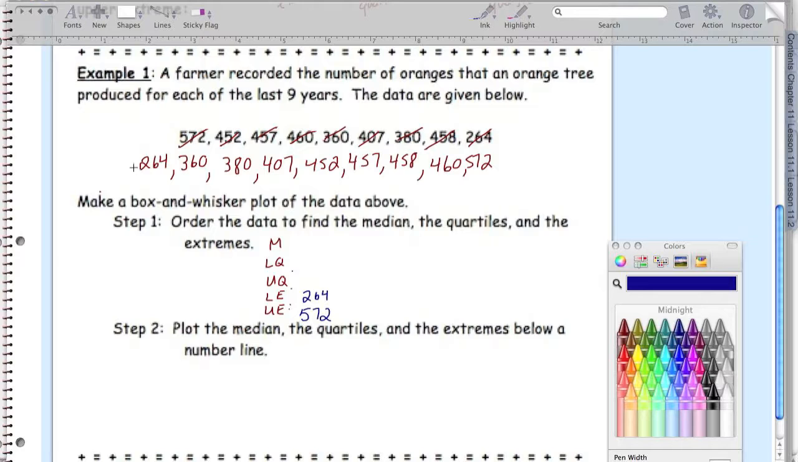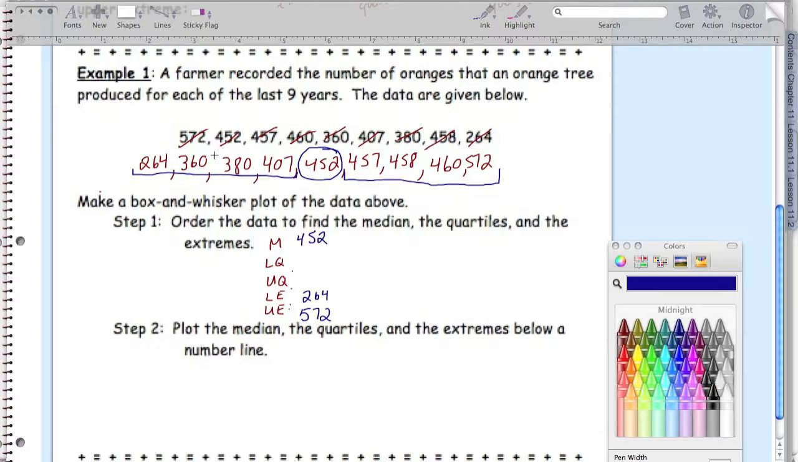Those two are going to be the easiest problems to find right off the bat. Now we're going to count in. We have 9, so if I go over 1, 2, 3, 4, you can come in this way, 1, 2, 3, 4. It's going to bring me to my median. So my median is 452. Then I need to find my lower quartile and upper quartile.